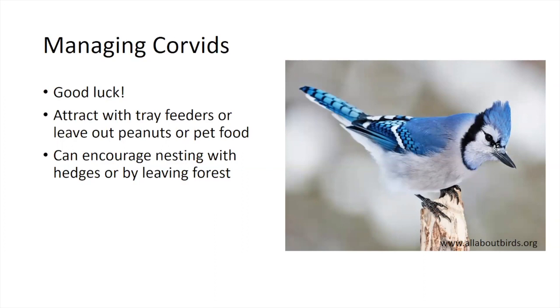So if you want to try to attract them to your house, for example, putting out tray feeders or leaving out peanuts or pet food is a good way to do that. And if you want to try to encourage nesting, leaving up hedges or forests can be a good way to encourage the nesting.